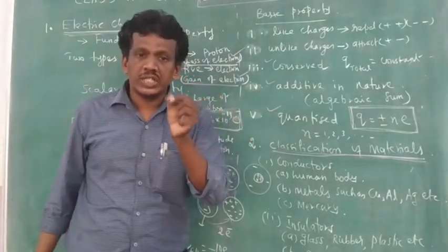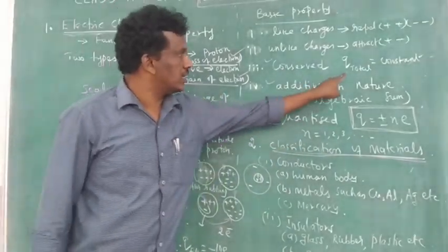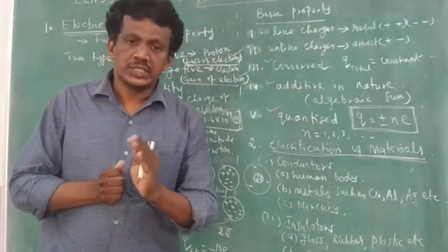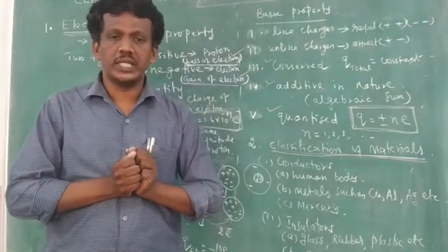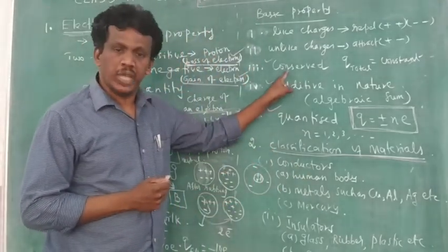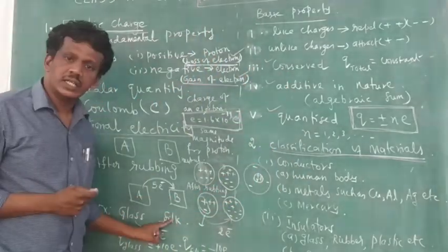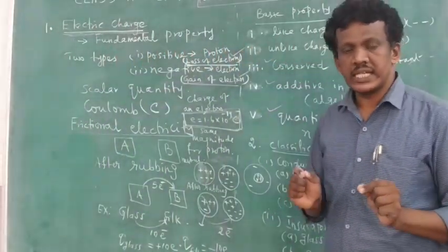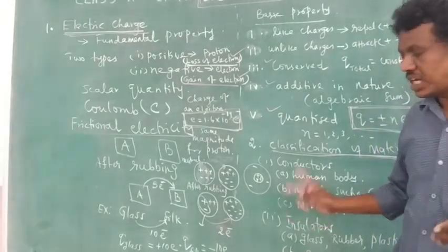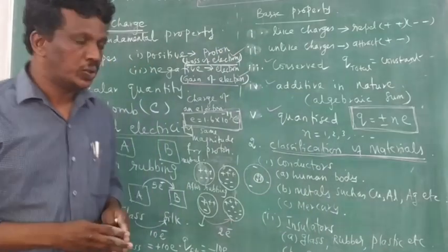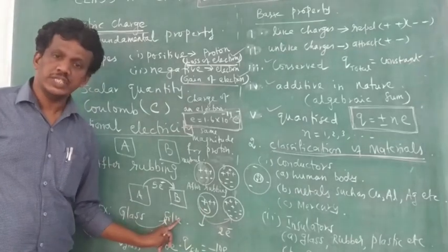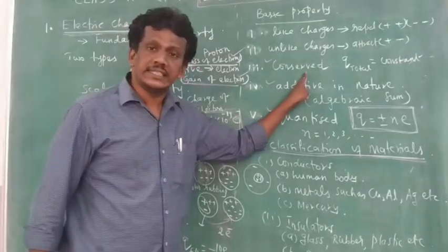Conserved. The total charge in a system remains constant. How does the total charge remain constant? You already read chemical reactions. So on the reactant side, how much charge you calculate, and on the product side, how much charge you calculate, the total remains the same. Here also, look at it in glass and silk. Before rubbing, glass and silk both are neutral. What we are expecting after rubbing also, the total charge must be 0, that is neutral. Yes, plus 10e and minus 10e, the total value will be 0. So the charge is conserved.